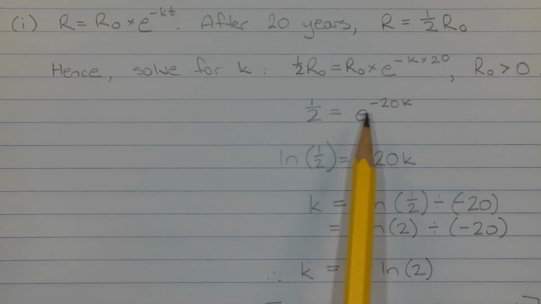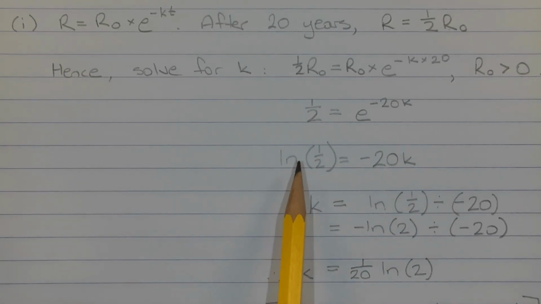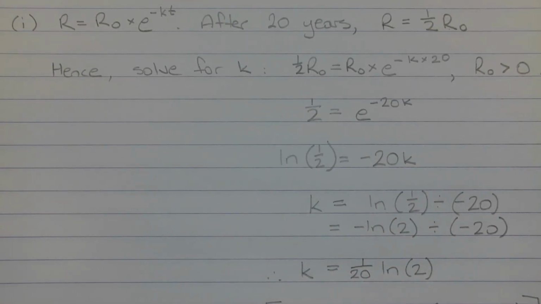Taking the natural logarithm, or the log base e, of both sides of the equation, we get ln of 1 over 2 is equal to negative 20 times k. Now, dividing both sides of the equation by negative 20, which is the coefficient of k, to isolate k, we get k is equal to ln of 1 over 2 divided by negative 20.